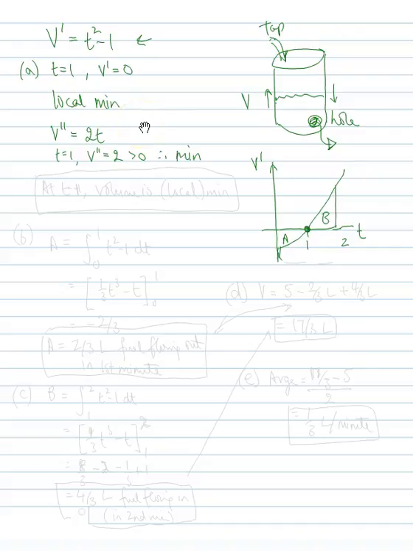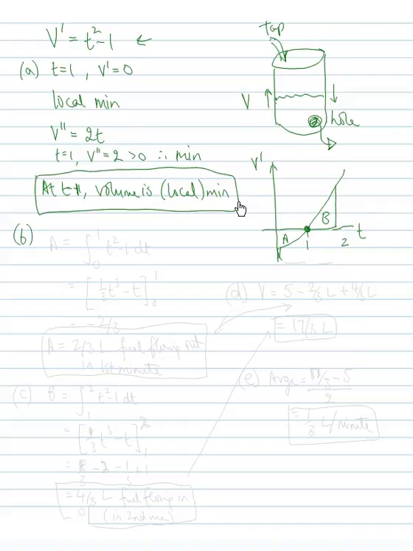Okay, so what does that mean? So explain what happens at t equals 1. Well, at t equals 1, the volume is a local min. Okay, so that's the first part.